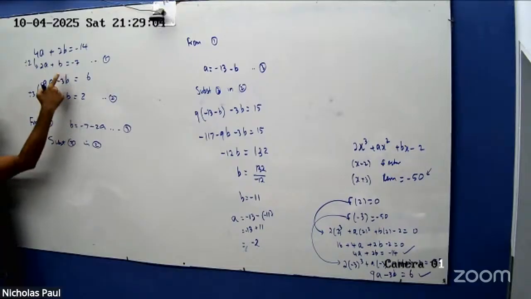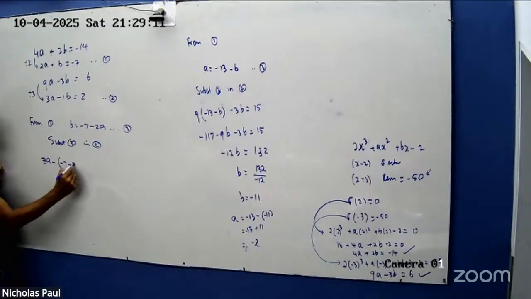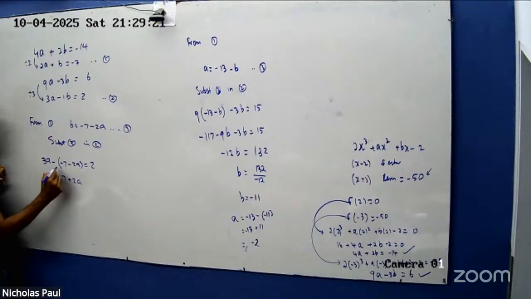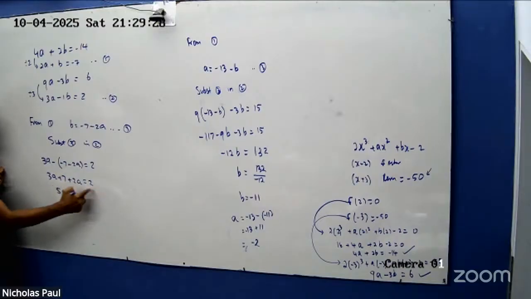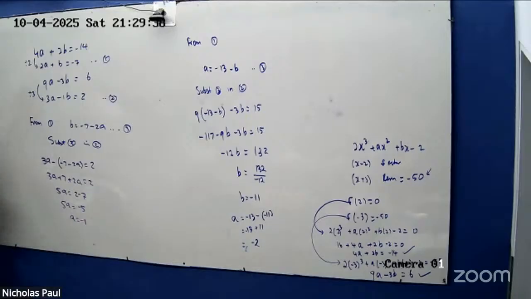Right, so I've put 3 in 2. So that'll be 3a minus 7 minus 2a is 2. When you multiply this out, you'll get 3a plus 7 plus 2a is equal to 2. So I got 5a, carry across 7, you'll get 2 minus 7. I got 5a to be minus 5. I got a to be minus 1. Anybody got that? a to be minus 1.